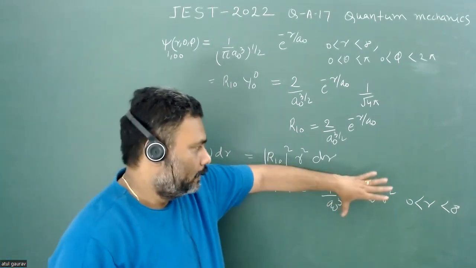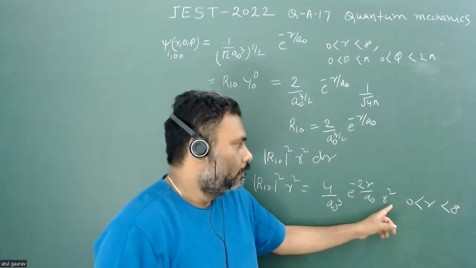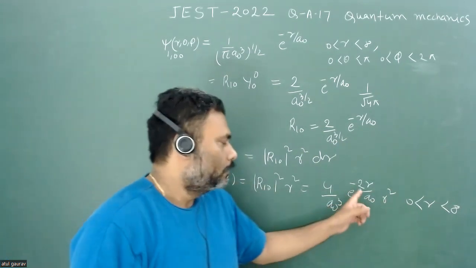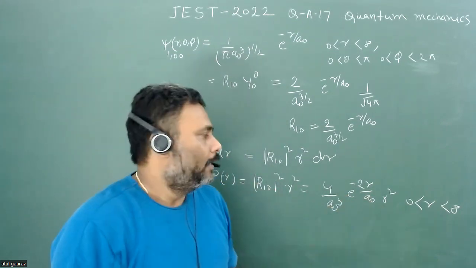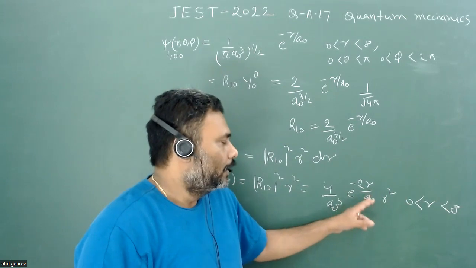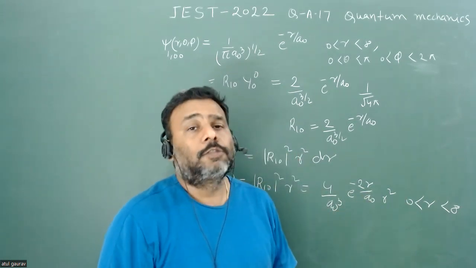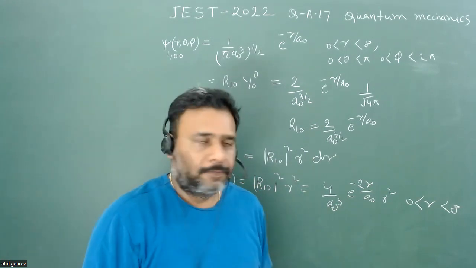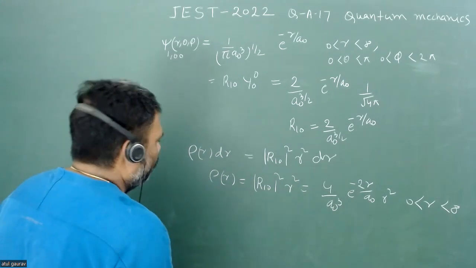So let's try to plot this one. Obviously we can see that as r tends to 0, rho(r) is 0. As r tends to infinity, again rho(r) is 0. And we will check whether at r equal to a0 we have the maximum probability, which is also the most probable distance. We all know this thing, and we can also find it from differentiation.